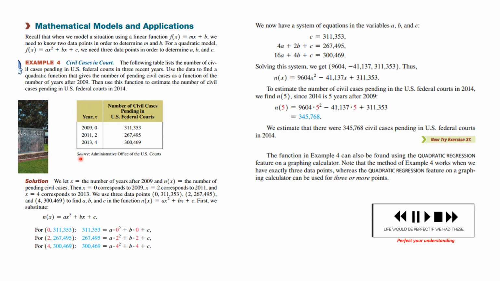about the number of civil cases pending in U.S. federal courts for 3 years, and what we're supposed to do is use this data to find a quadratic function that gives the number of pending cases as a function of number of years after 2009, so we're letting that to be 0. We then use this to estimate the number of cases pending in 2014, and that means we're going to let x be 5.